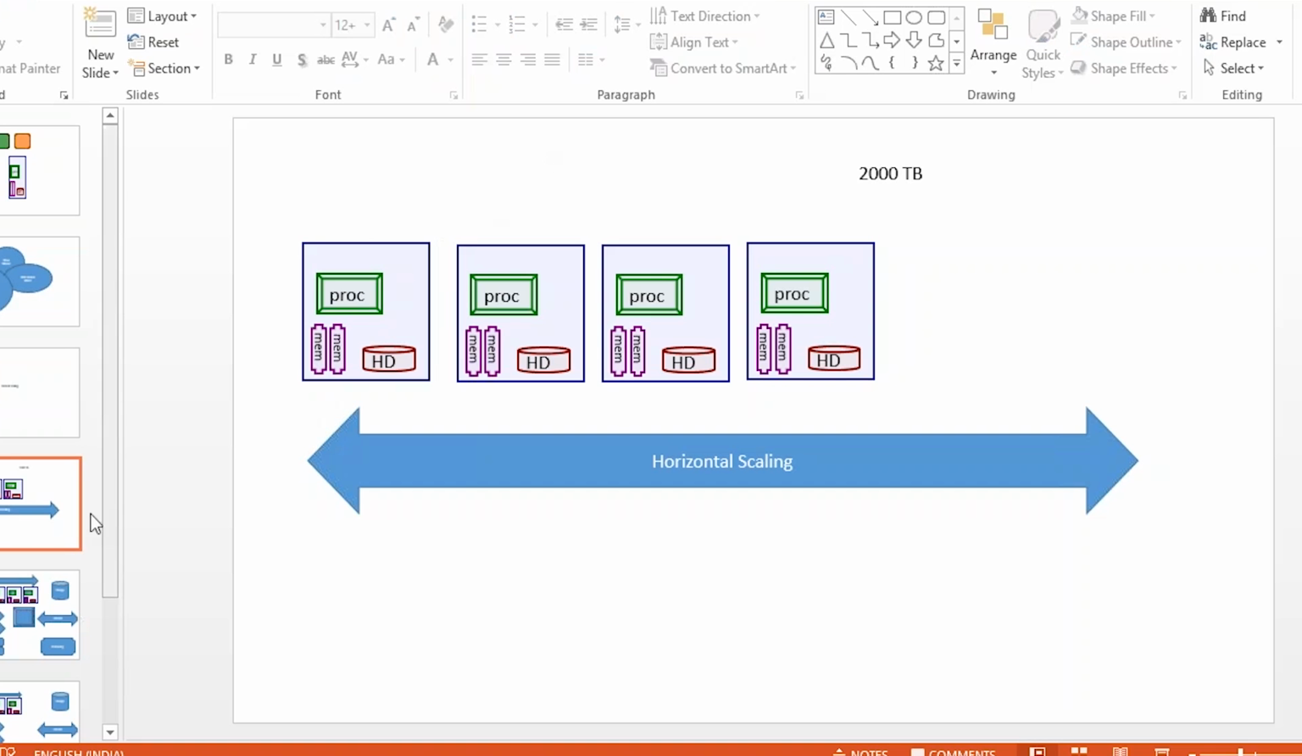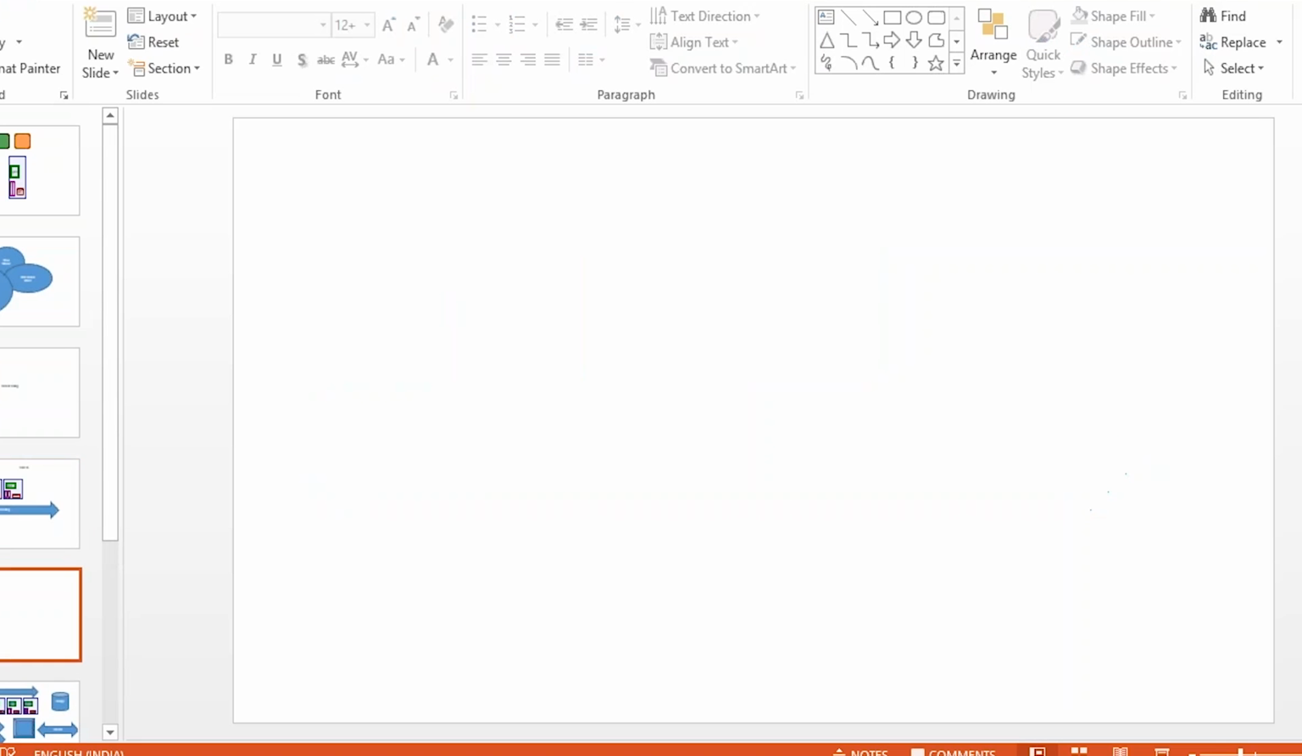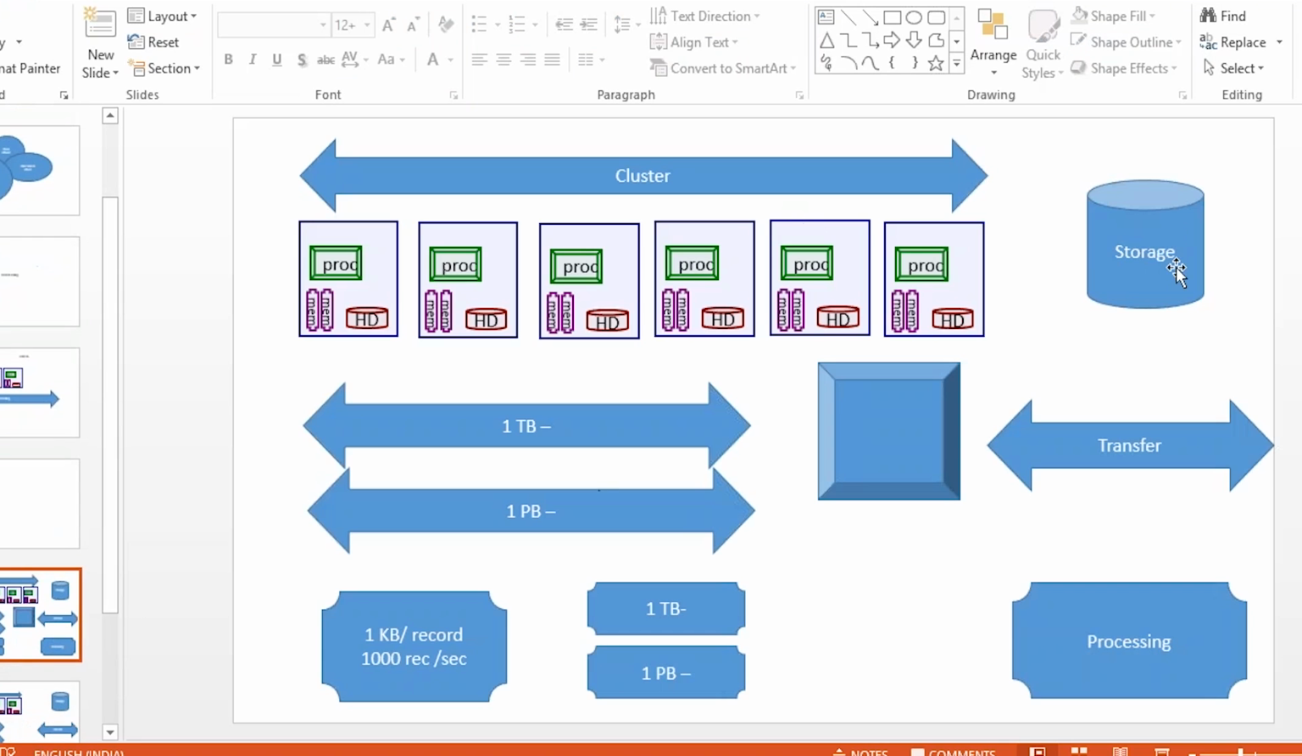Now, I'm just going to put a small problem statement. You are provided with, say, 2000 terabytes of Twitter information. Assume you collected all the tweet information that happened in the last 1 year, and the volume of data that we have is 2000 terabytes. The first problem is storing that 2000 terabytes of data in one place.